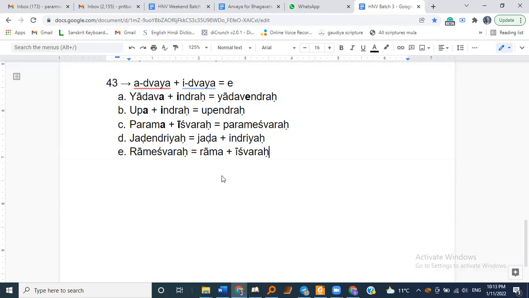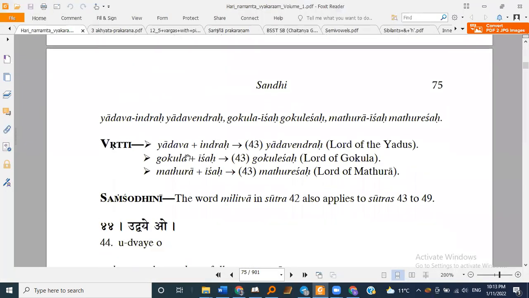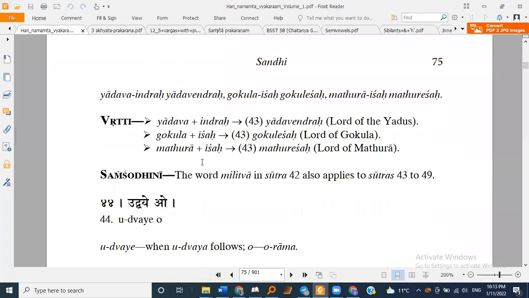Panini has their own terms for these sandhis, Guna Sandhi, Vriddhi Sandhi, and so on, Dirgha Sandhi. But Jīva Gosvāmī just goes by Sūtras. So that was Sutra 43, Advayam Idvay A. Jīva Gosvāmī gives examples, Yadavendraha, Gokula Yukta Ishaha turns into Gokuleshaha, Mathura Yukta Ishaha turns into Mathureshaha, ityadi.